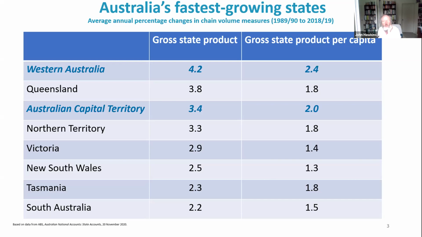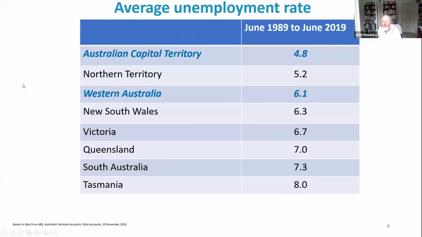So this sort of made me interested in, well, what are the different things that explain the growth of WA and the ACT? Because if we look at another criterion for economic performance, has your state economy kept the unemployment rate low? We again see that, unsurprisingly, WA has done better than the Australian average, considerably better, but the ACT has done even better.